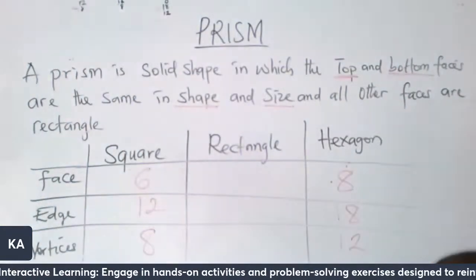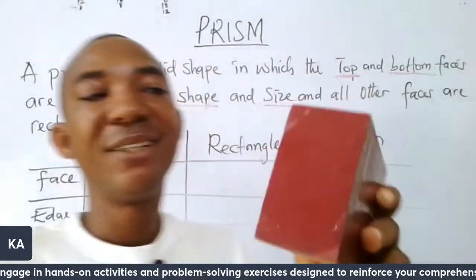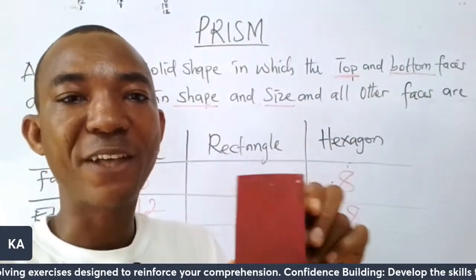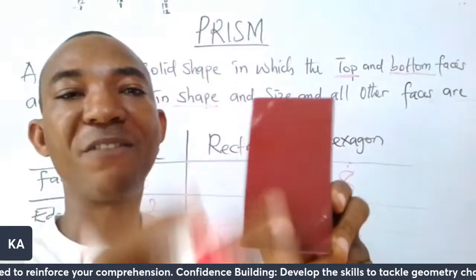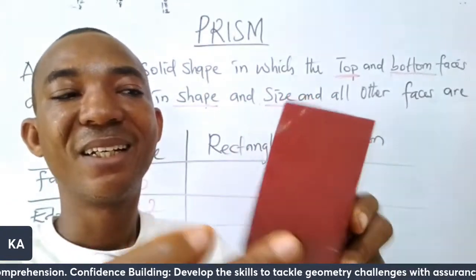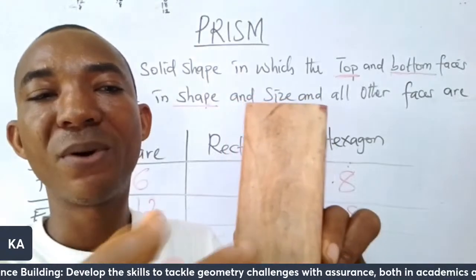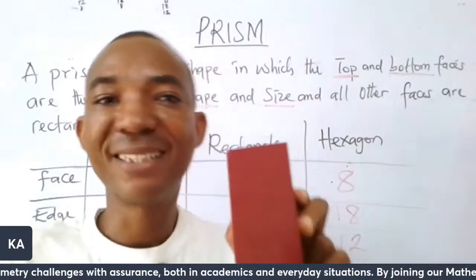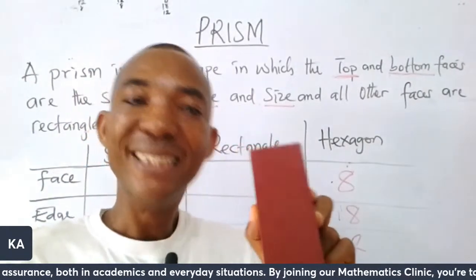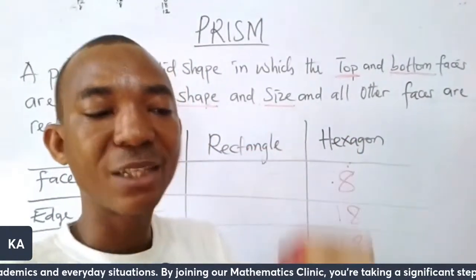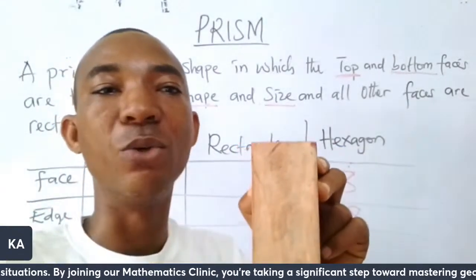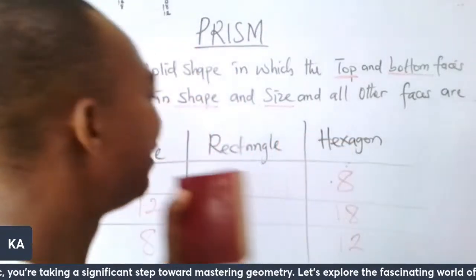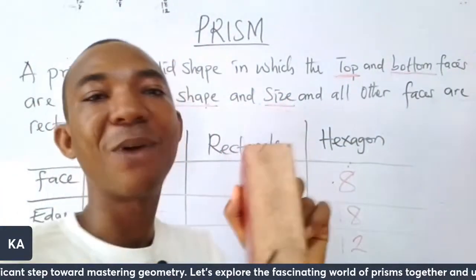Let's see another prism. Can we see this? You can see this is different from that one. Can you see the top? Can you see the base? What shape is that? Great. Rectangle. Since the top and the bottom are giving us a rectangle, what kind of prism is that? Great, a rectangular prism.